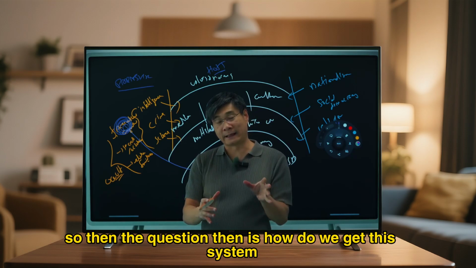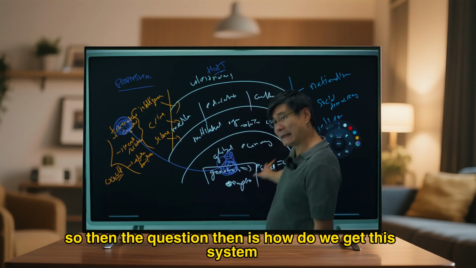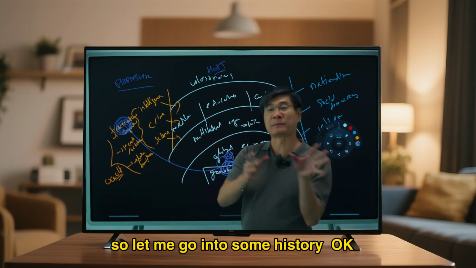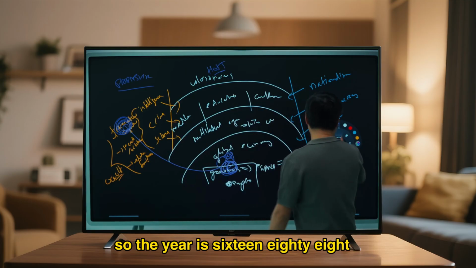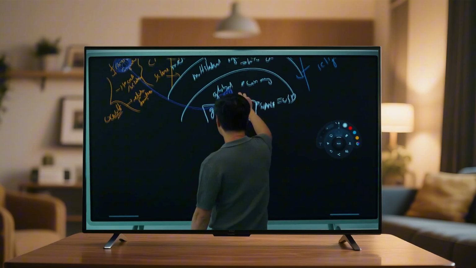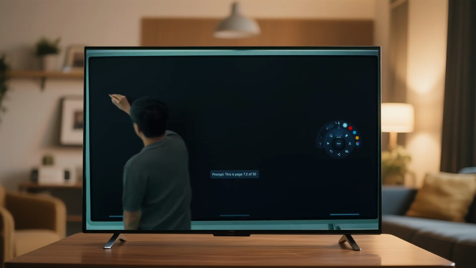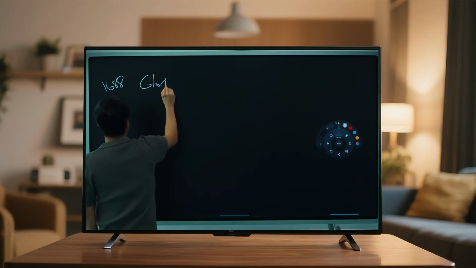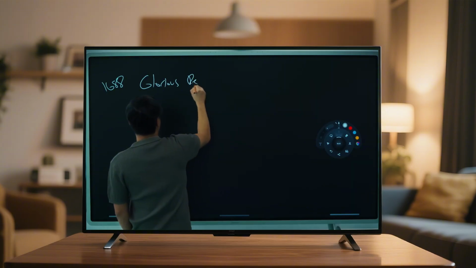So then the question is, how do we get this system? Where did this system come from? So let me go into some history, okay? The year is 1688, and in Britain, that's something called the Glorious Revolution.